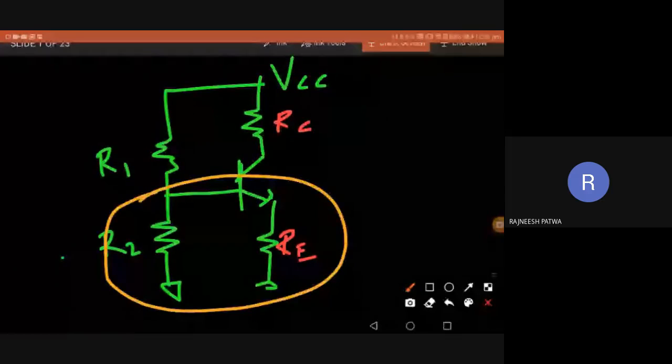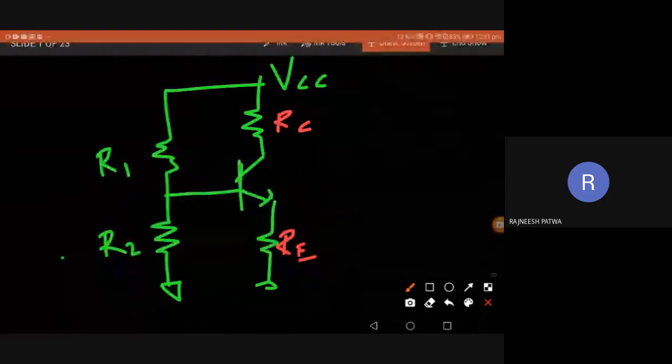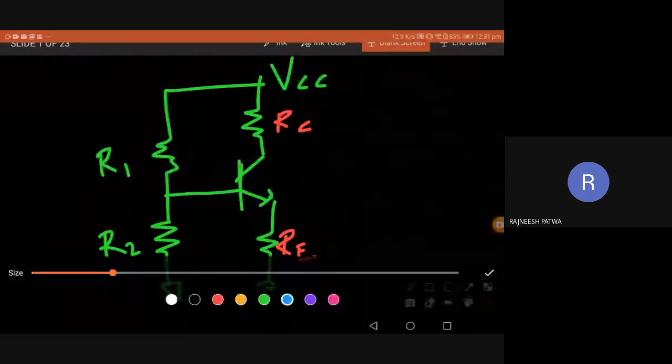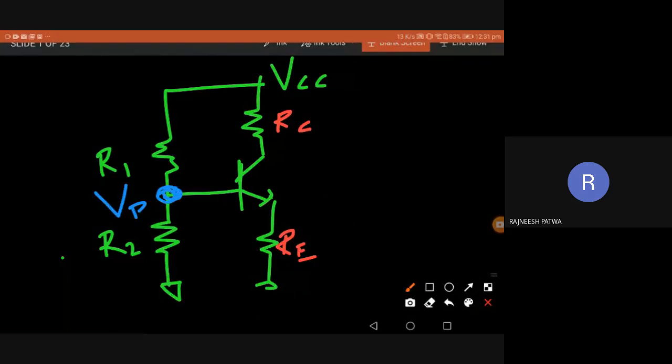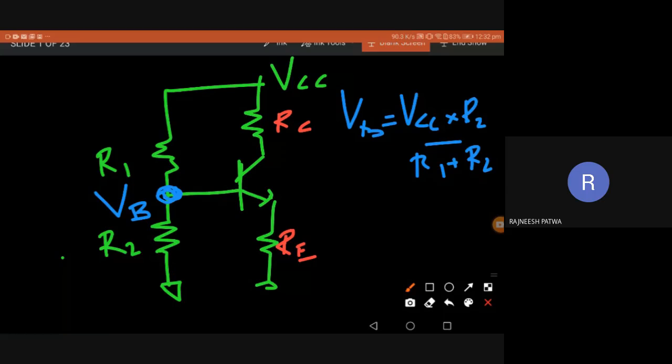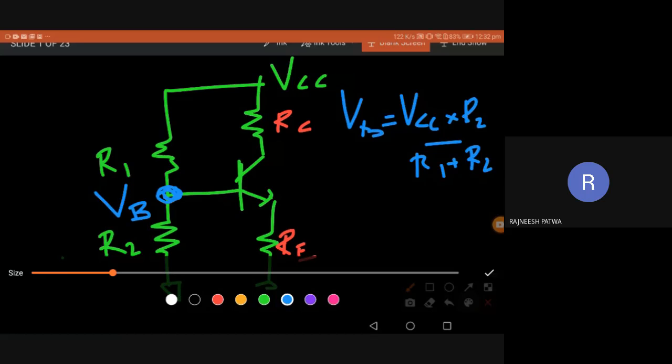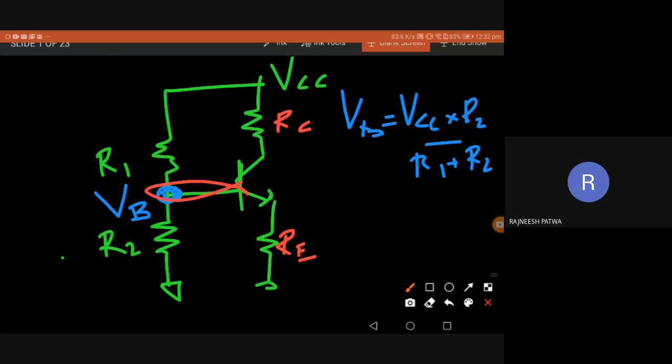So here the first thing we have to do is start with the base part. First we calculate the base voltage VB. What is VB here? We can see that VB is actually a voltage divider. That is VCC into R2 divided by R1 plus R2. According to Thevenin's, we get some voltage here, and that is VB.